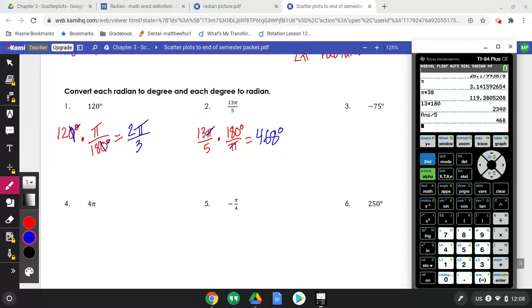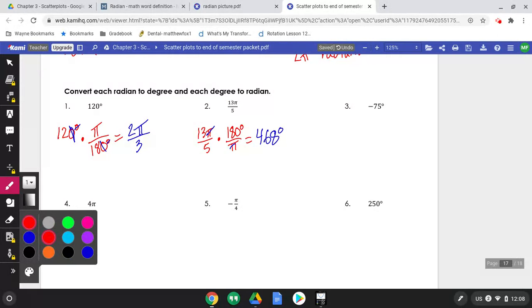Okay, on our last one on this first row, we once again have 75 degrees. This time it's negative. Remember, that means it would have gone clockwise if we were actually graphing this, or looking at a graph or a unit circle. So negative 75 degrees. Now we need to multiply this. Degrees has to be on the bottom, so it'll be times pi. Now from here, degrees cancels.